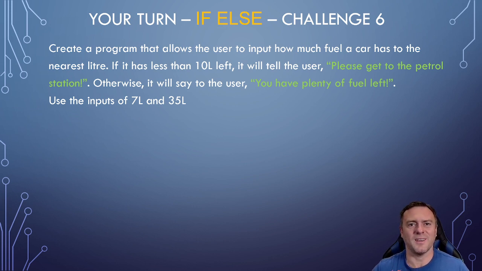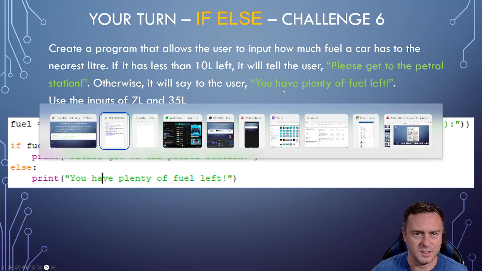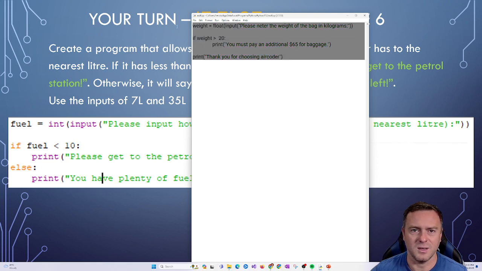Awesome. So you should have worked out that this is a fork in the road question. So if it's less than 10 liters, it will tell you what to do. Otherwise, it will tell you that you're all good to go and keep driving along. So what you should find with this one, the fuel is equal to an integer because it's set to the nearest number. So that stops people from typing the wrong answer. And then the input, please input how much fuel you have left to the nearest liter. If the fuel is less than 10, then print out, please get to the petrol station. Else, print out, you have plenty of fuel left. So let's build that quickly, just so that you've seen it.